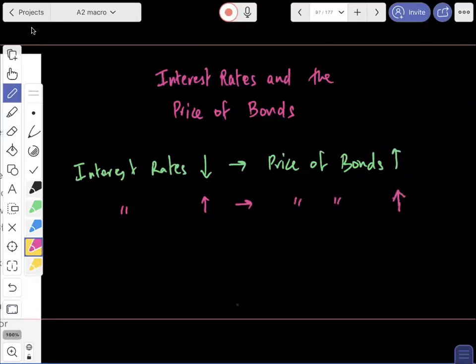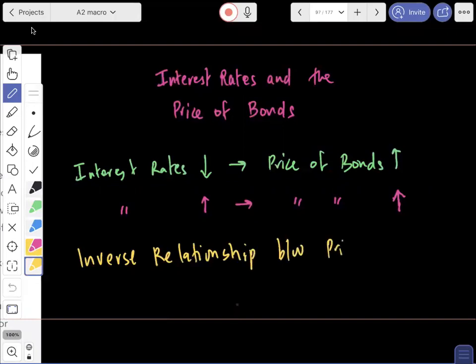In other words, we're saying that there's an inverse relationship between the price of bonds and interest rates. So I want to explain that concept. Why is there an inverse relationship between the price of bonds and interest rates?